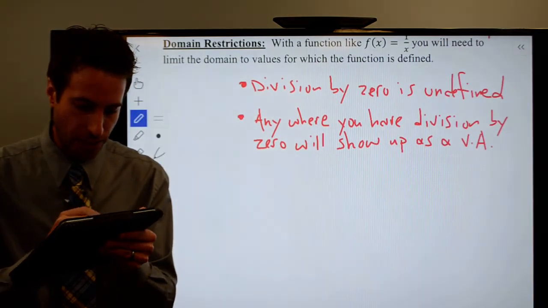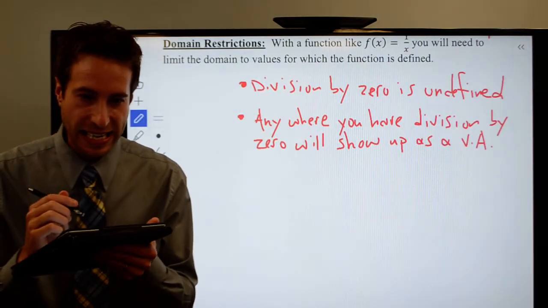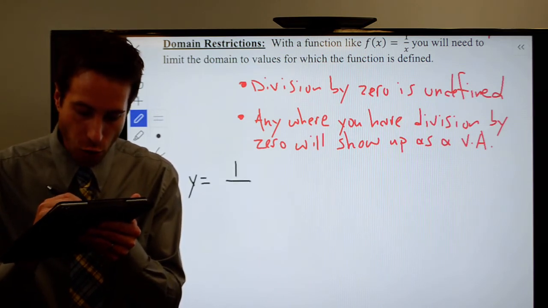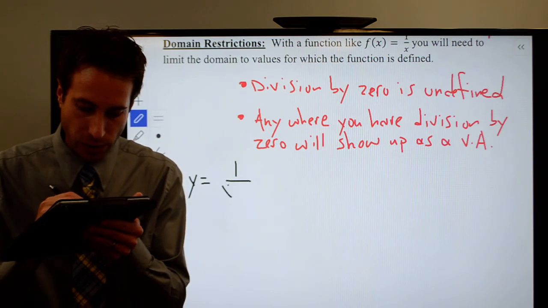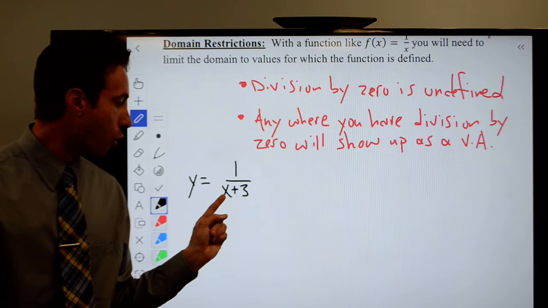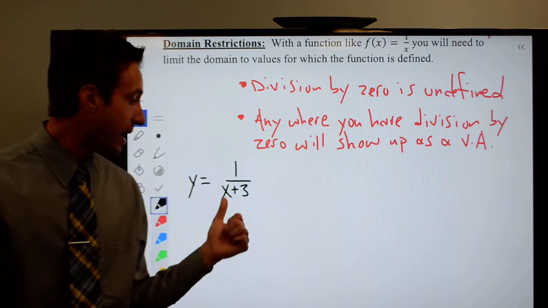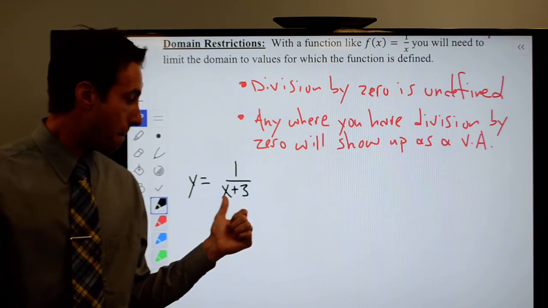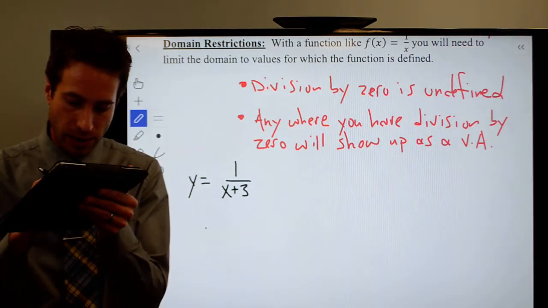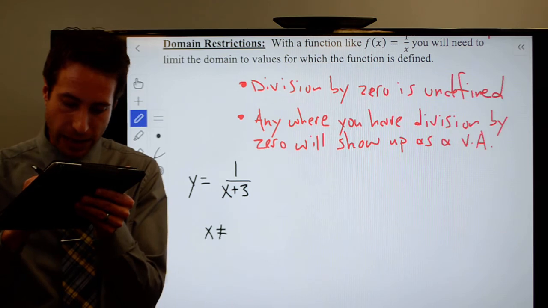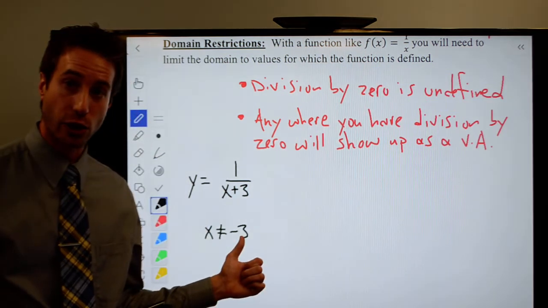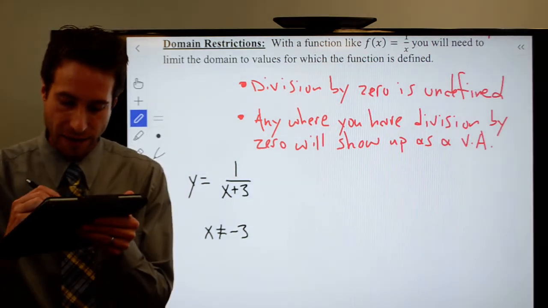Here you go. Just a couple of real quick examples. What if I gave you y equals 1 over x plus 3? Well, this is real easy, right? What if x is minus 3? x equals minus 3 will give me division by 0. x cannot be minus 3 because that gives me division by 0. What that means is on the graph at minus 3, I will have a vertical asymptote.